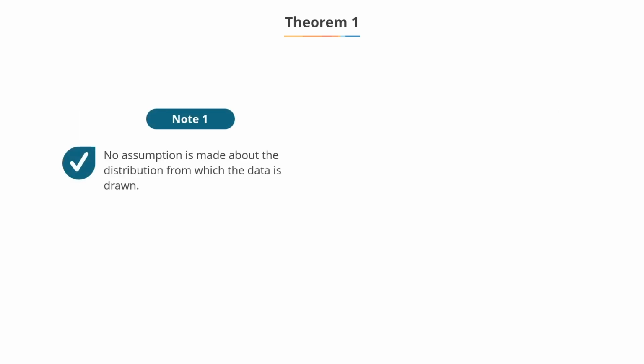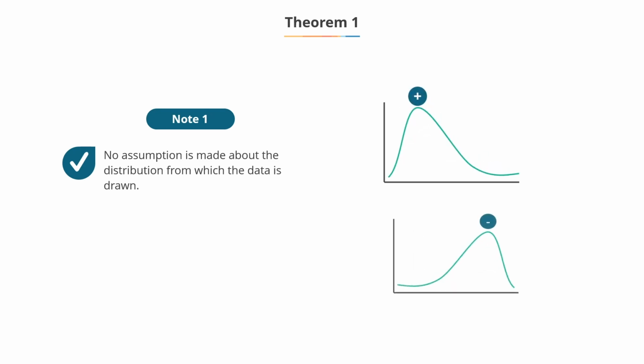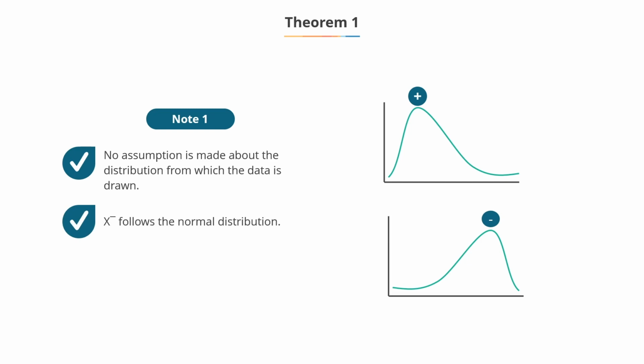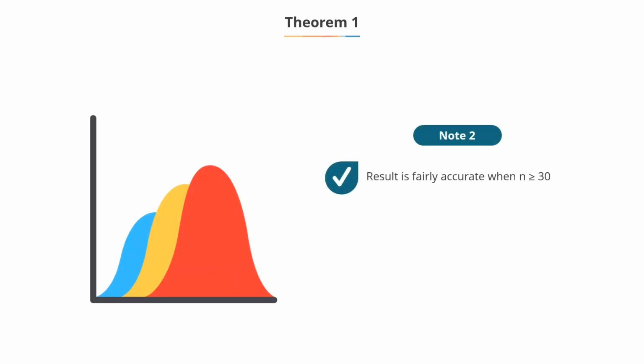Note, the above result does not make any assumption about the distribution from which the data is drawn. Thus, even if the distribution is positively or negatively skewed, the result holds. The sample mean, x bar, still follows the normal distribution. The result is fairly accurate when n exceeds or equals 30. Thus, in example 7.4, the results are valid even when the population does not follow the normal distribution.